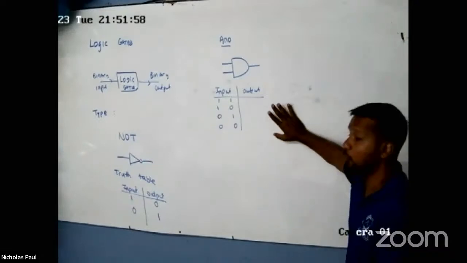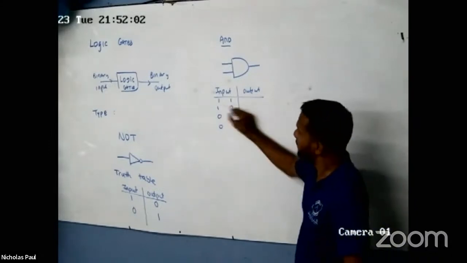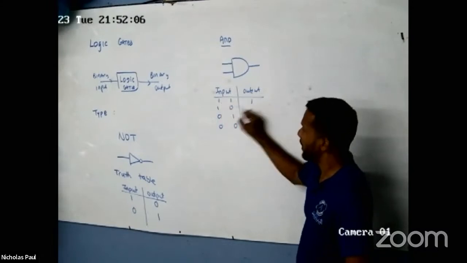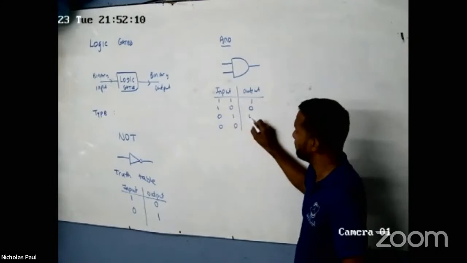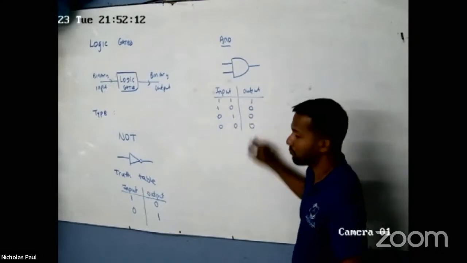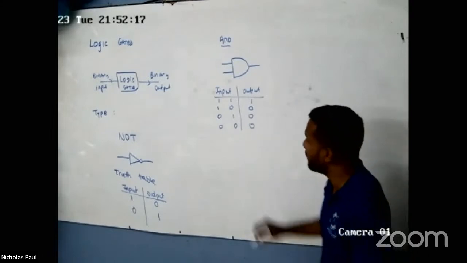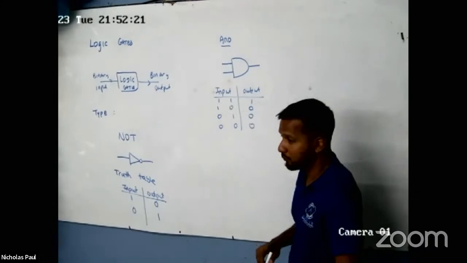So here's how the AND gate works. The AND gate will only give you a 1 if you have a 1 and a 1. If you have a 1 and a 0, a 0 and a 1, or a 0 and a 0, you get a 0. So the only time the AND gate will give you a 1 is when you have two ones.